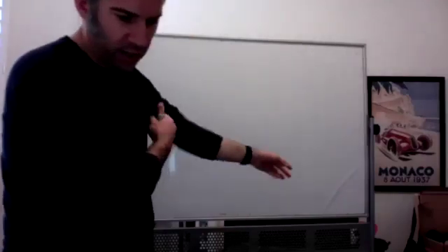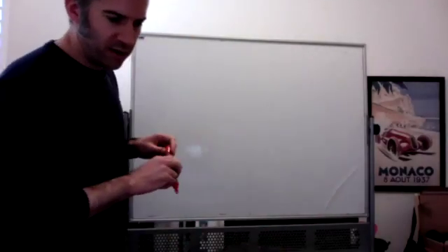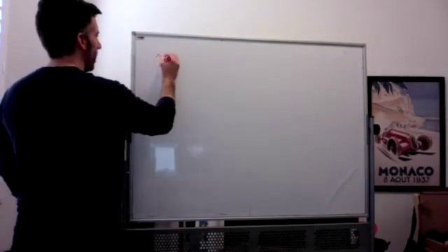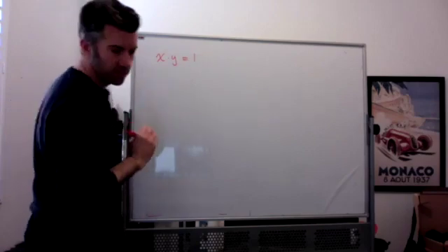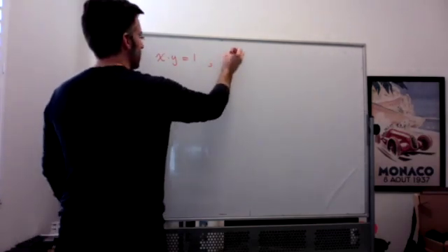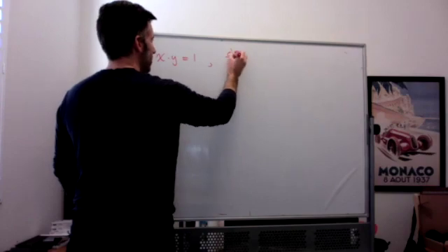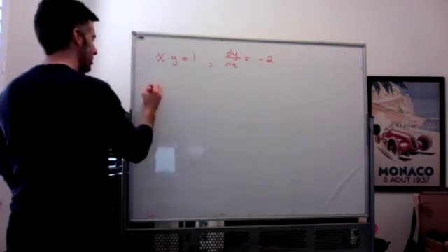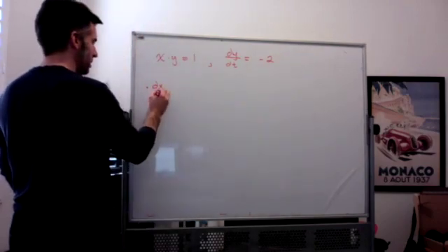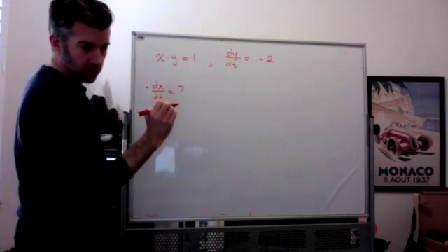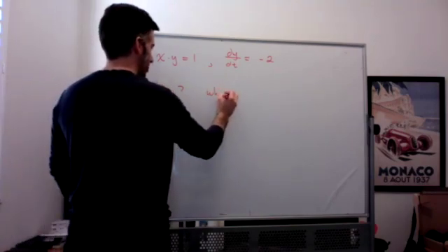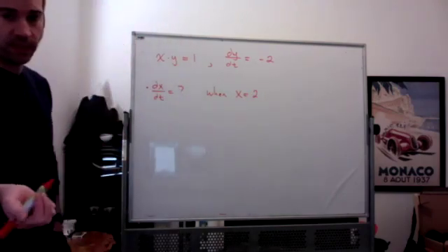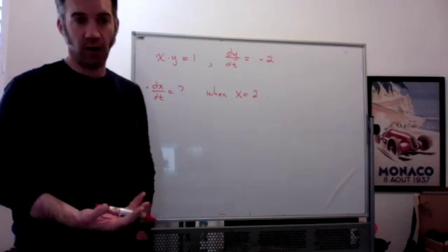Actually, let's look. So I've got a couple implicit without trig, and then we'll just do implicit with trig. So let's look at this one first, because I think this one's a little interesting. We're given this setup. We're given that x times y is equal to 1. We are also given that dy dt is equal to -2. And we're asked, dx dt is equal to what when x is equal to 2.